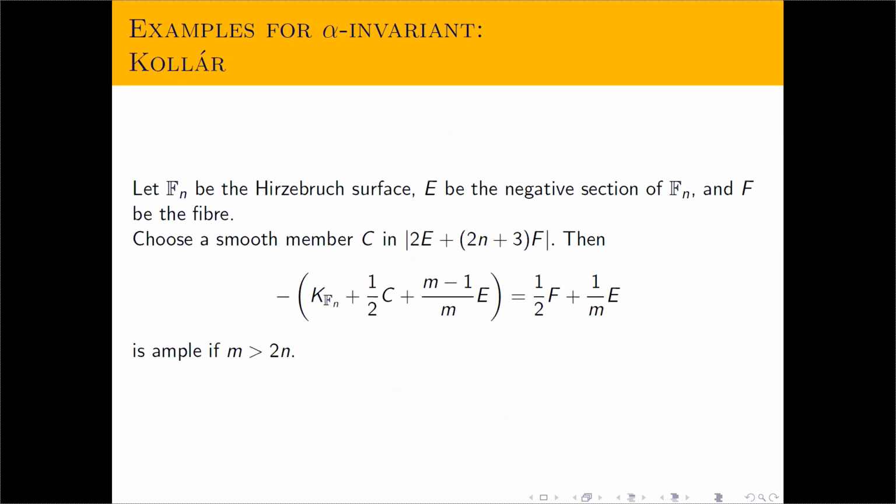Here's the example by Kollár. He considered a Hirzebruch surface, where E is the negative section of this Hirzebruch surface, and F is the fiber. You take the smooth member in this linear system. Then this is ample if m is big enough, if m is bigger than 2n.